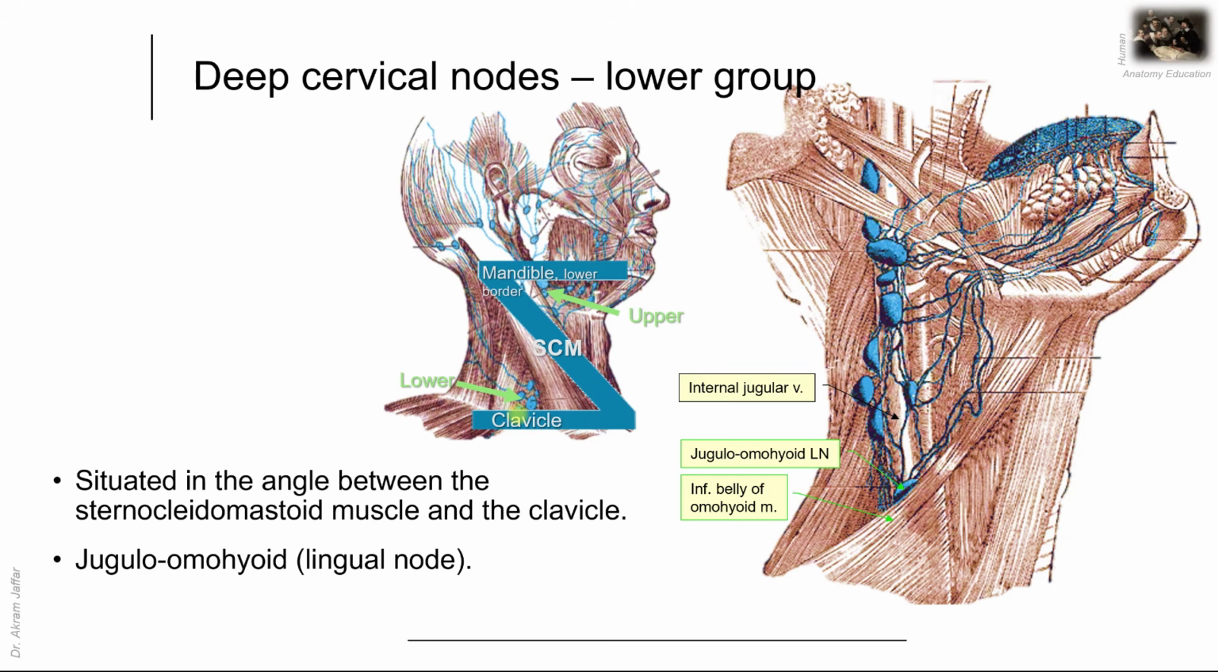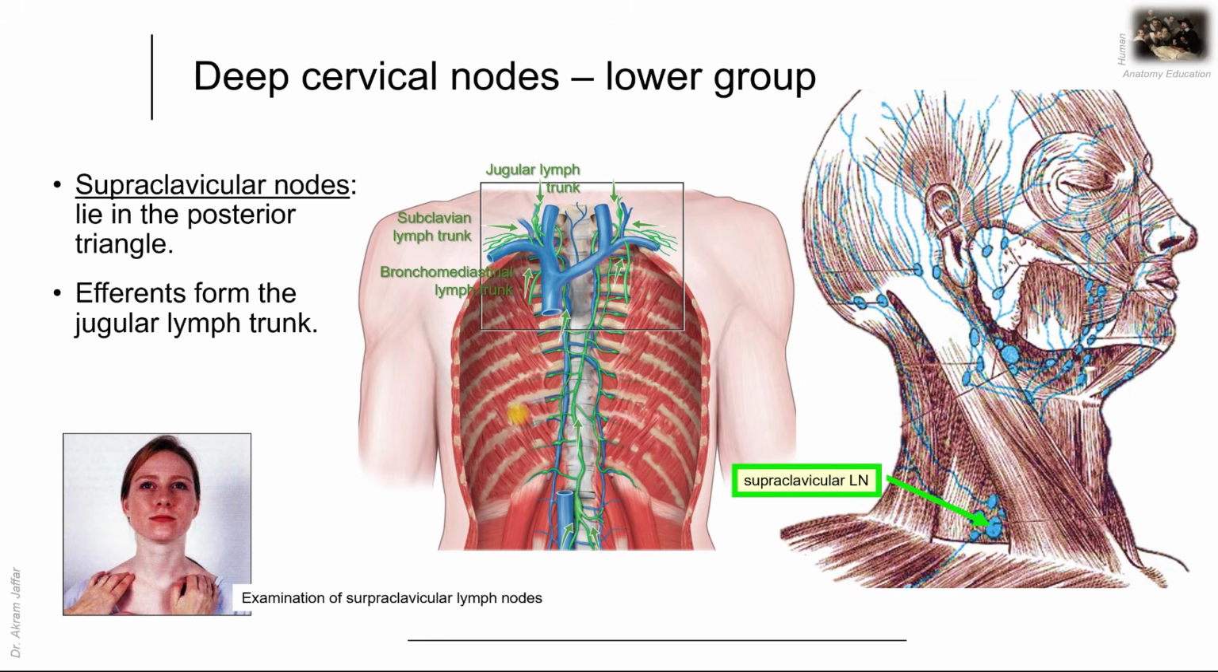Jugulo-Omohyoid, because of its relation to the omohyoid. Also, it has another name. It's called the lingual nodes, because it receives ultimately all the lymphatic drainage from the tongue and is therefore called the lingual nodes. Another member of lower group of deep cervical nodes are called the supraclavicular nodes.